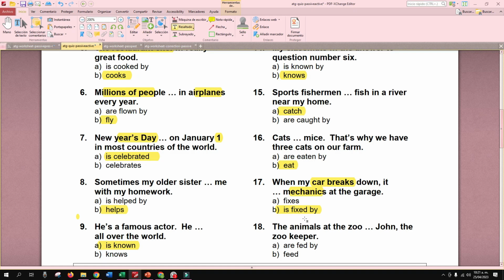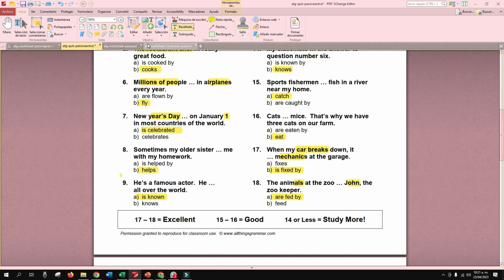And the last one, the animals at the zoo, John, the zookeeper, are fed by or fed? Which one did you say? Are fed by. Yes, the animals. By who? By John. We say the animals at the zoo are fed by John, the zookeeper. Excellent. Good, guys.